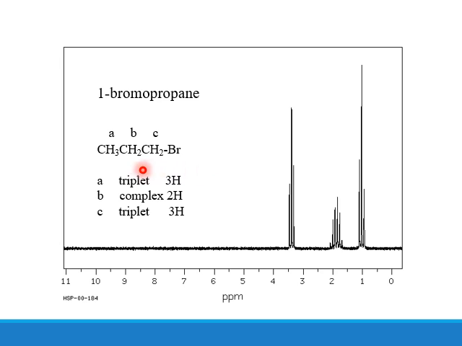But for this compound, we have 3 different types of hydrogen here. A type will be a triplet because its neighbor is 2 hydrogens. The B type will be complex because it has 5 hydrogens, and these 5 hydrogens are not equivalent because these 2 hydrogens are close to bromine, but these 3 hydrogens are far from the bromine. And these 2 hydrogens, the type C, will be a triplet. You can see 1, 2, 3. And its chemical shift is the highest one because it's so close to the electronegative atom.